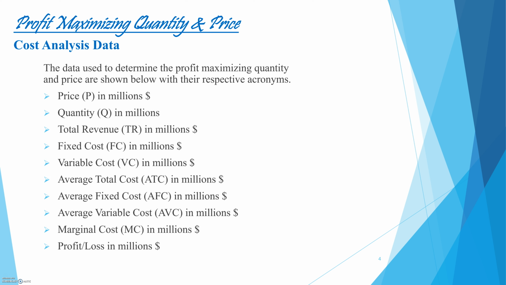Some important nomenclature to understand and variables that were used are shown below with their respective acronyms: price, quantity, total revenue, fixed cost, variable cost, the average total cost, the average fixed cost, the average variable cost, marginal cost, and profit and loss. All of these are in millions, including the quantity. The others are millions of dollars.